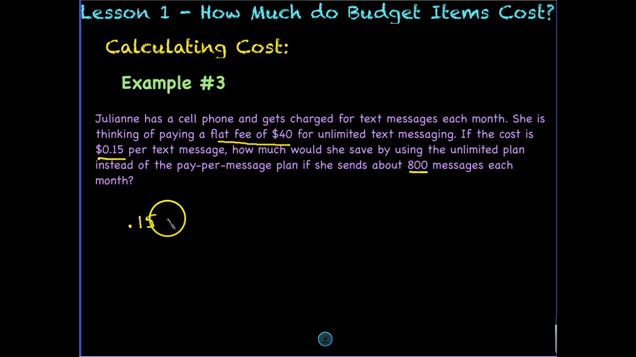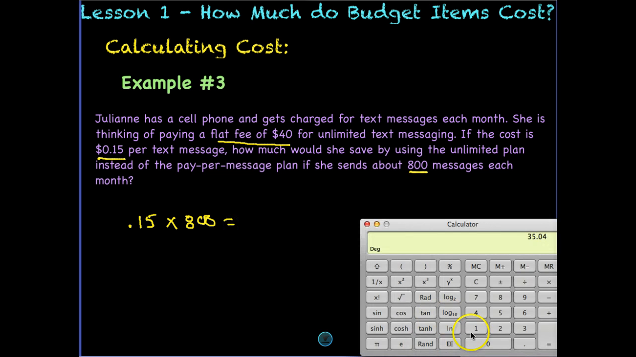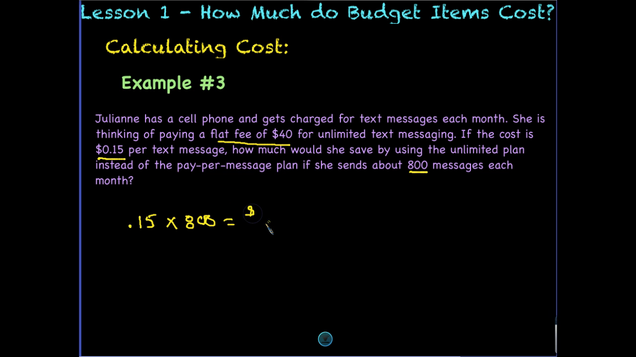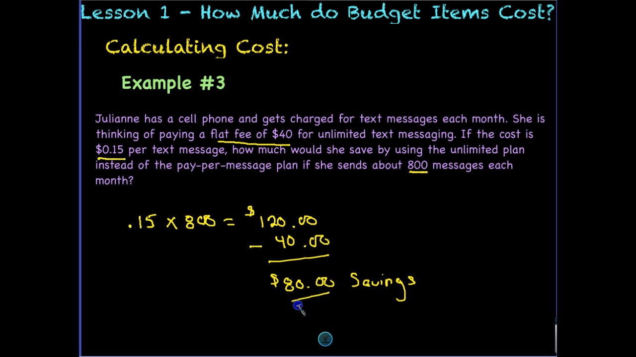15 cents times 800 text messages gives us $120. So we can see right then and there that this is not a great plan for her. She should not pay per text message. She should go ahead and use the flat fee. How much is she going to save? If she goes with the flat fee, she'll only be paying $40. So it looks like she would end up saving $80 per month, which is quite a bit, and she can use that towards something else.